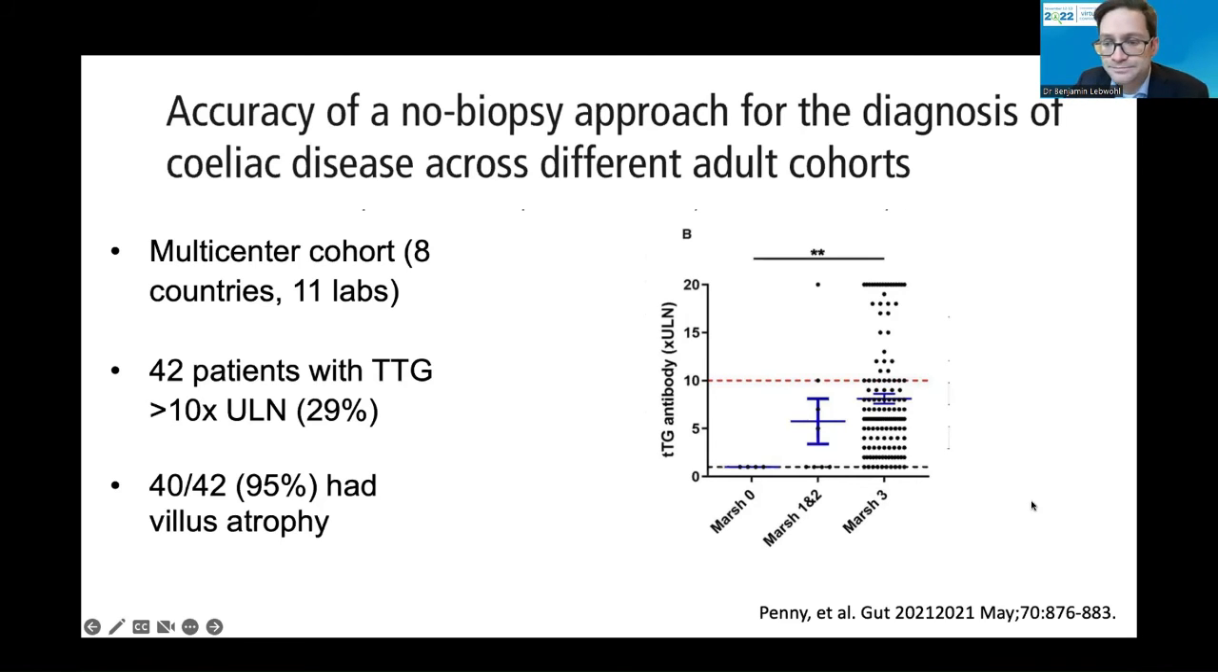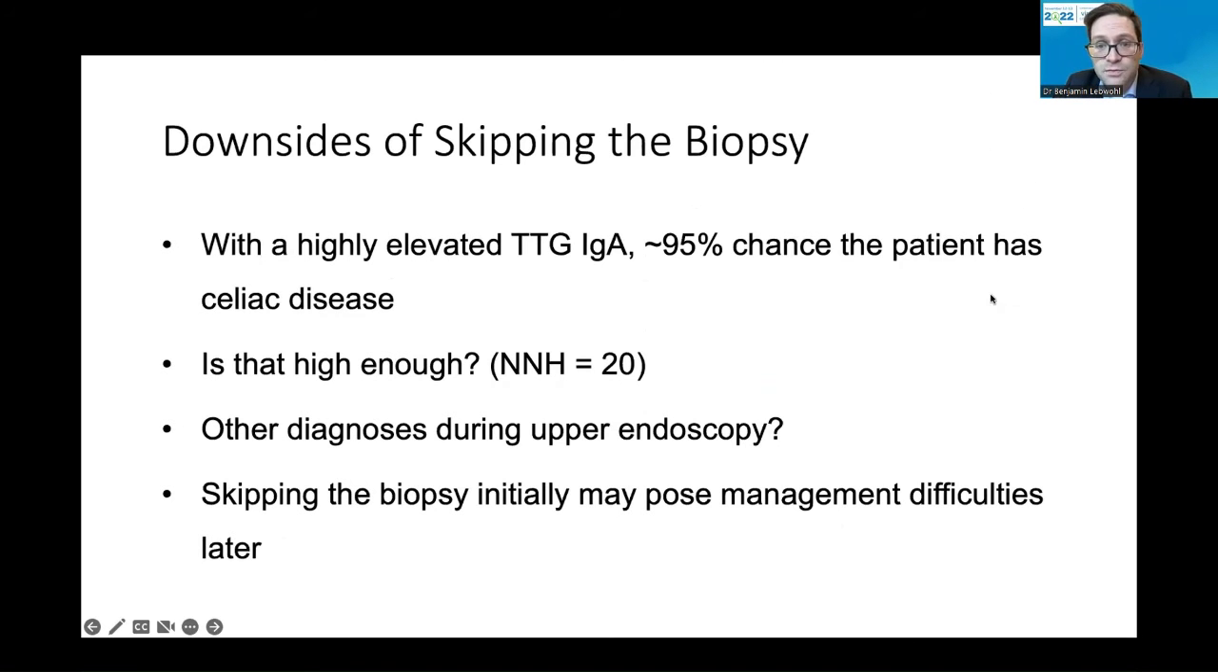Is that good enough? Well, it's something that we can certainly tell patients who are thinking about skipping the biopsy. We can say, one small study, multi-center, but fewer than 100 people with this kind of elevation, 95% of them have celiac disease. The NNH is the number needed to harm. In other words, if we were just to tell people, you've got celiac disease, start the diet, 5% or 1 in 20 don't have celiac disease necessarily, and we're telling them to be on a long-term strict gluten-free diet. So I don't know if that's high enough. I personally would want to be closer to 100% sure.